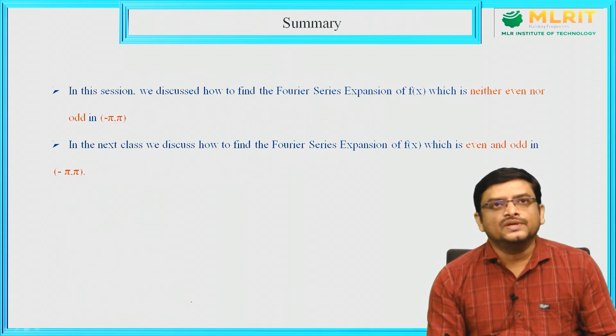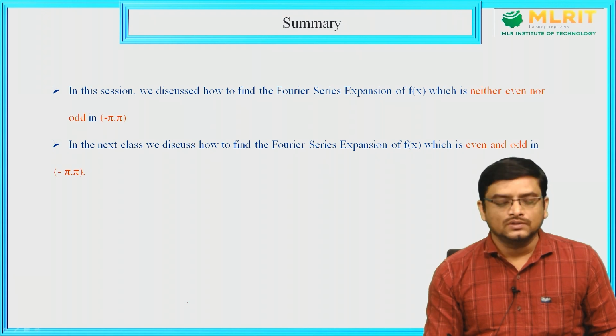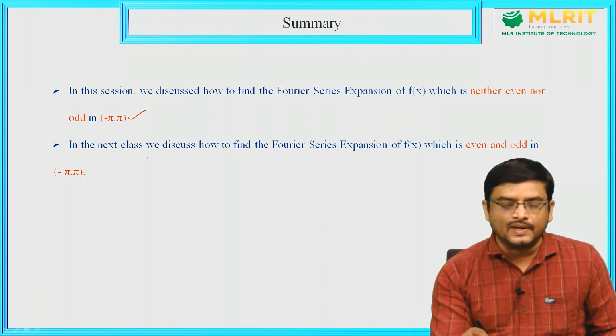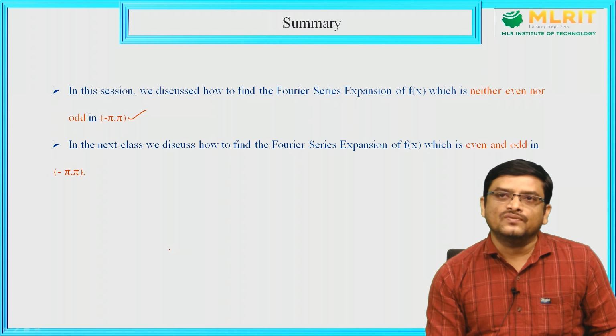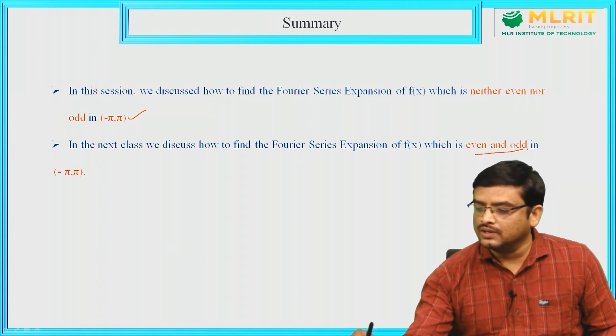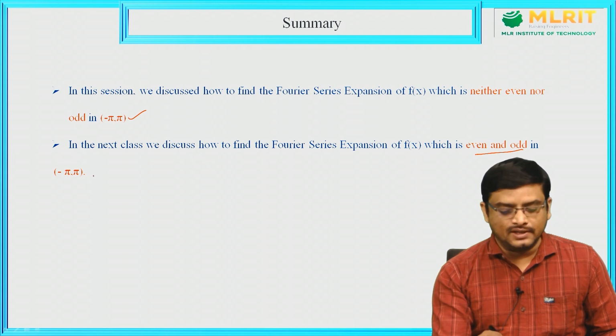Now in this video, we have seen how to find out the Fourier series whenever the function f of x is neither even nor odd in the interval minus pi comma pi. In the next video, we are going to discuss how to find out the Fourier series for the function f of x when it is an even function and an odd function. Both we are going to discuss in the next video in the interval minus pi comma pi.